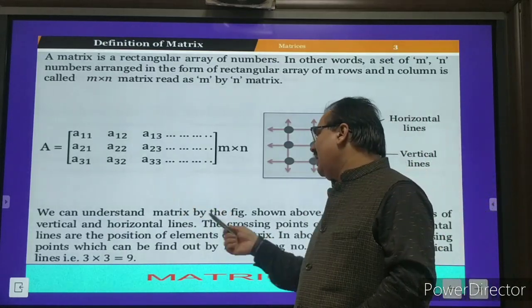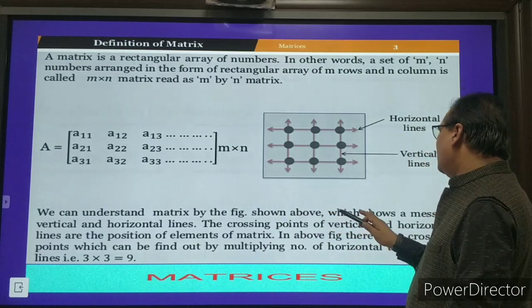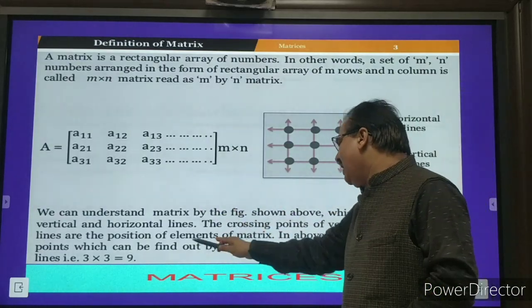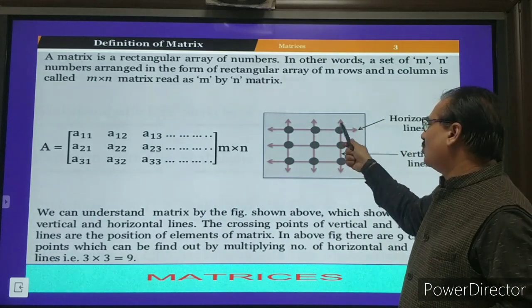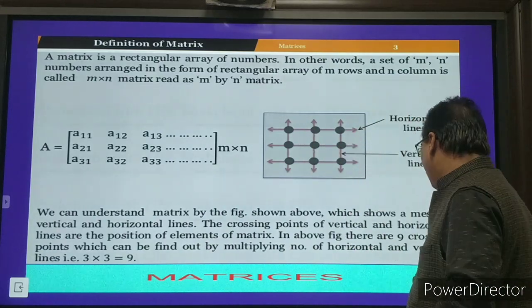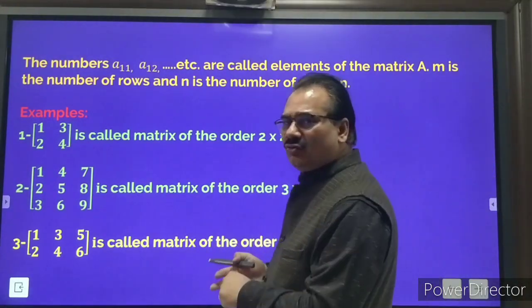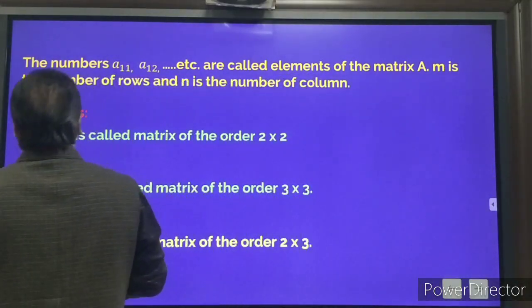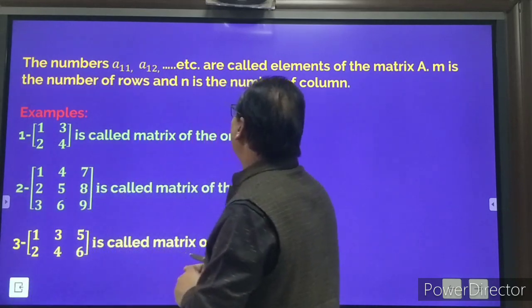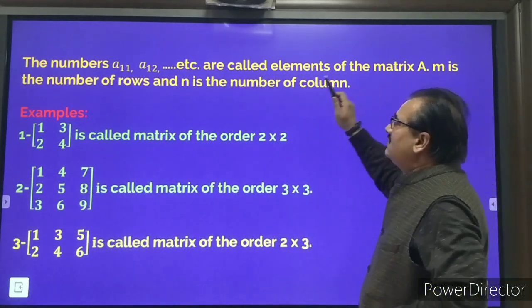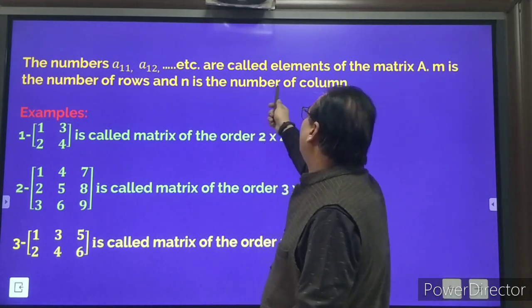It means we can understand a matrix by the figure shown above, which shows a mesh of vertical and horizontal lines. Here the total number of dots is 9, 3 cross 3. Such a matrix is called a 3 cross 3 matrix, meaning the total number of dots is 9. The numbers A11, A12, and so on are called the elements of the matrix. m is the number of rows and n is the number of columns.